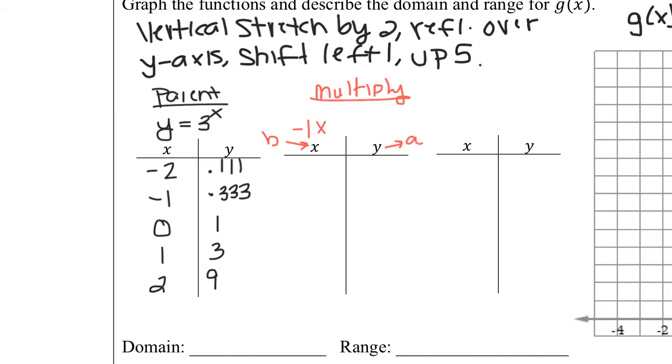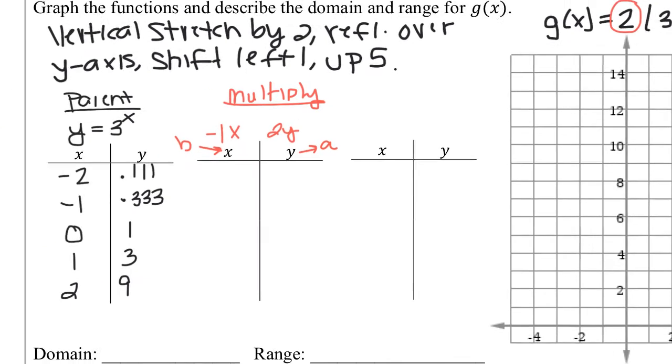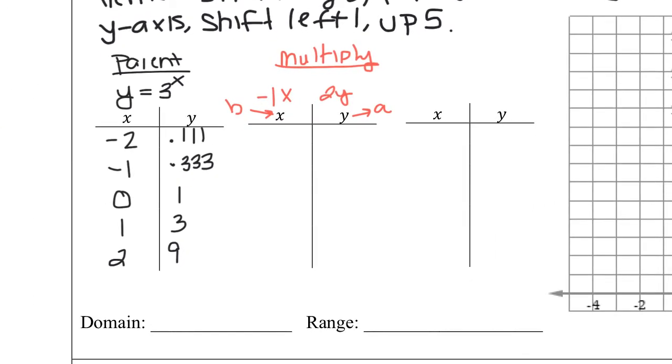Then your A, I do have an A of 2. That's the one that stays the same. So all my Y's are going to be multiplied by 2. So let's perform this operation.